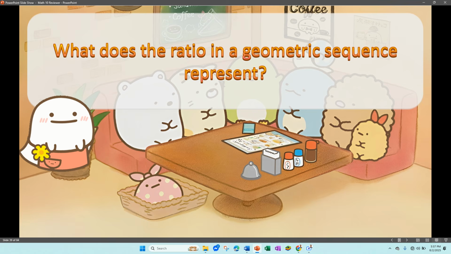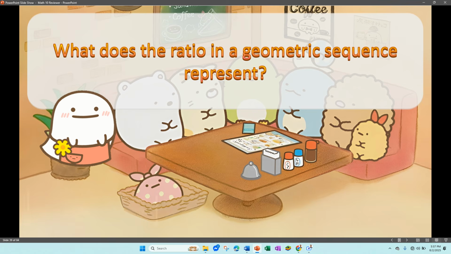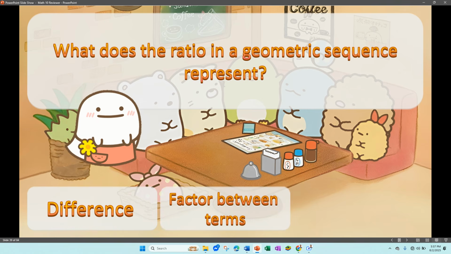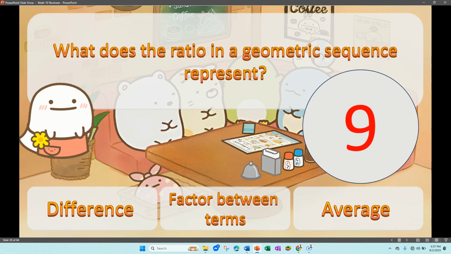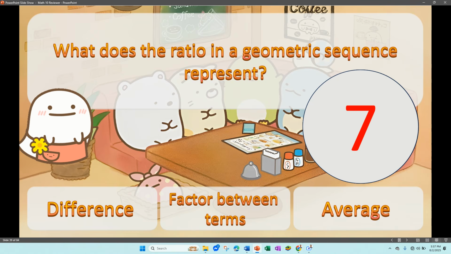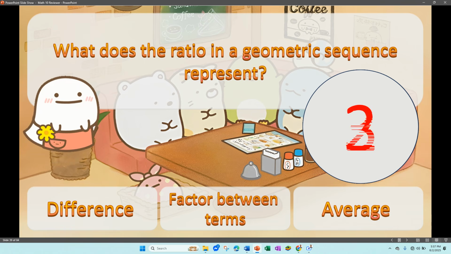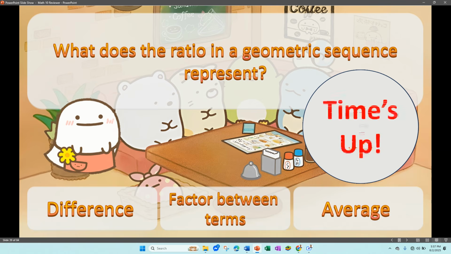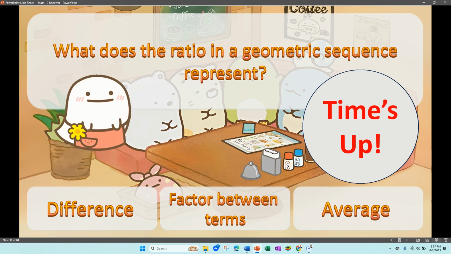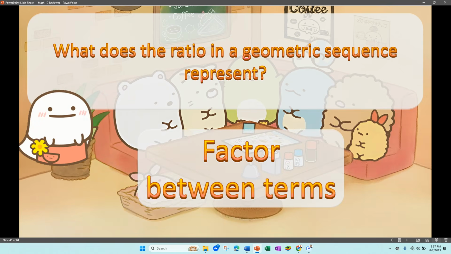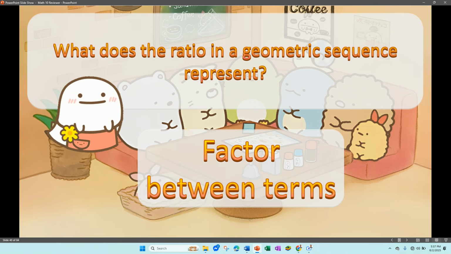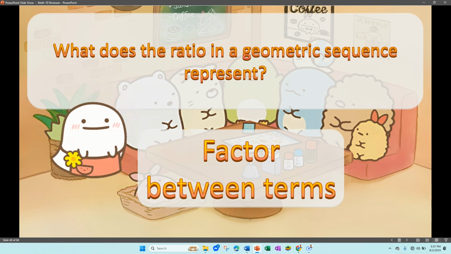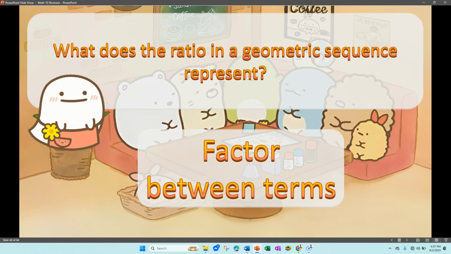What does the ratio in a geometric sequence represent? Difference, a factor between terms, or average? So pag sinabing ratio, that is factor between terms. We divide, right? So nagdi-divide tayo ng last term by the previous term, and that is the factor.